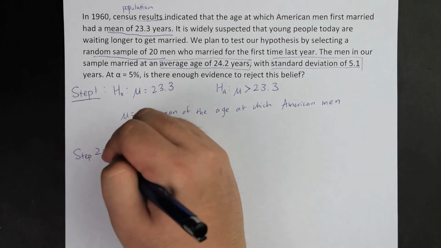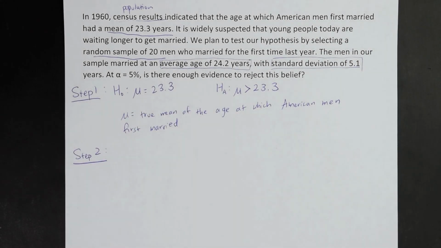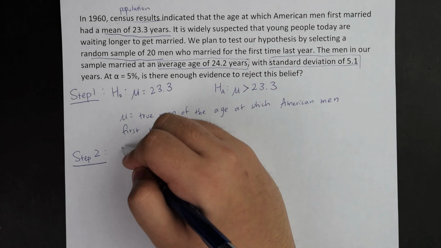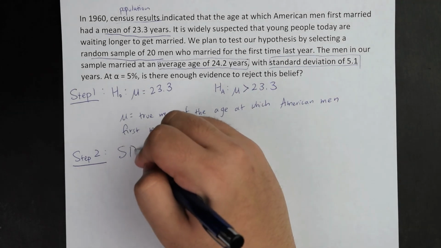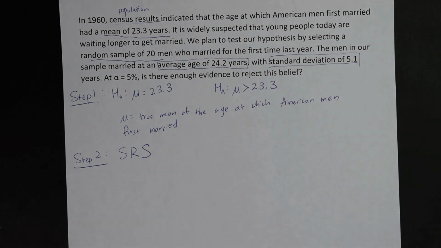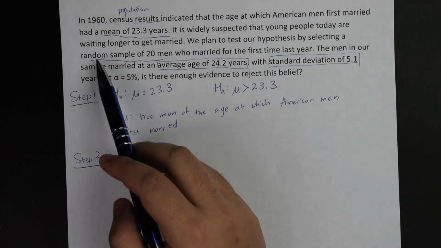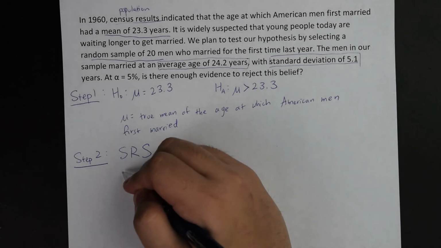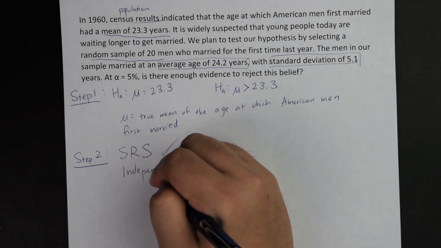Second step. My second step for this question will always be my conditions, as in what rules do we have to abide by for this specific mean question. Well, for this question, usually we always have to mention that there is a random sample, SRS. So simple random sample means that it's just a random selection of whoever it is. And it actually mentions right here, a random sample of 20 men. So I am good.